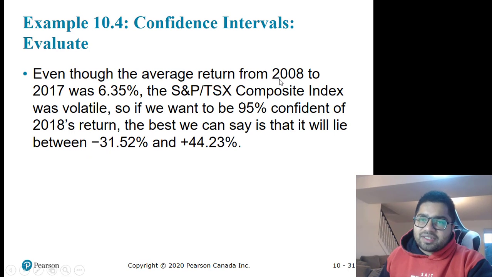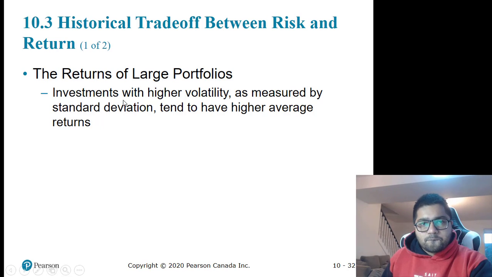So even though average returns from 2008 to 2017 was 6.35%, the TSX composite was much more volatile. So if we want 95% confidence of 2018 returns, the best we can say is it will lie in the range of minus 31% to 44%. Now, historical trade-off between risk and return.